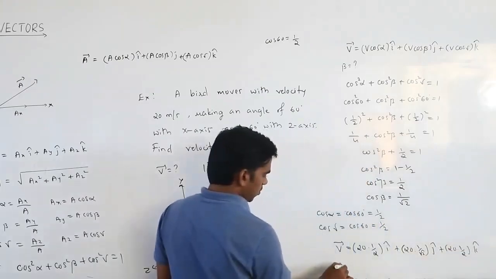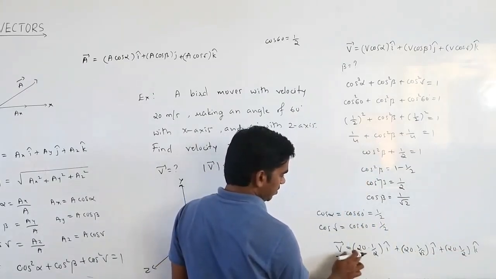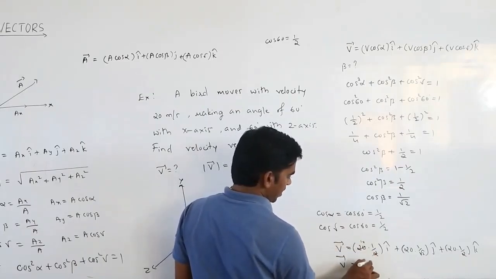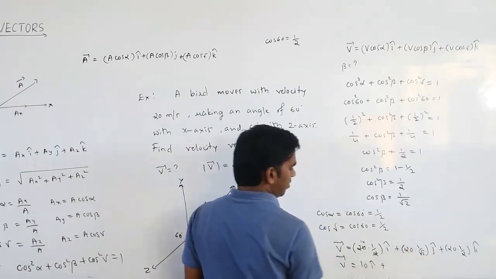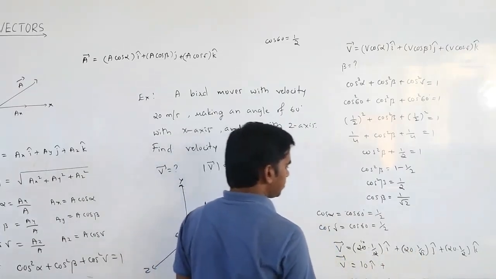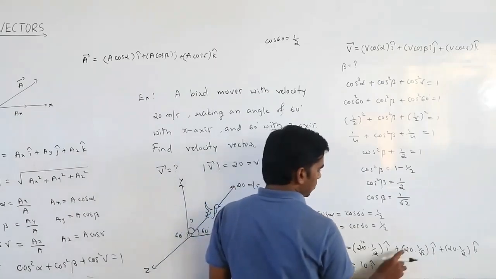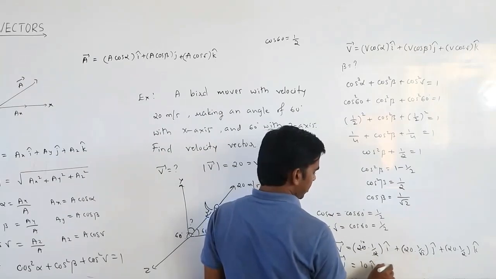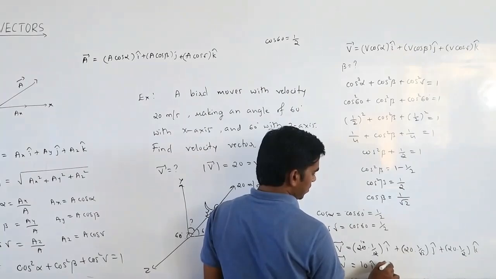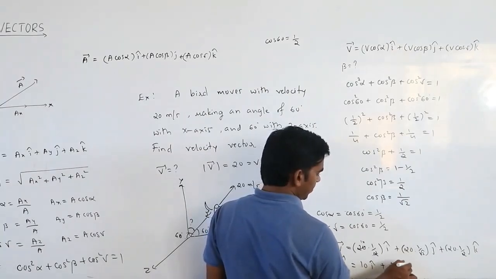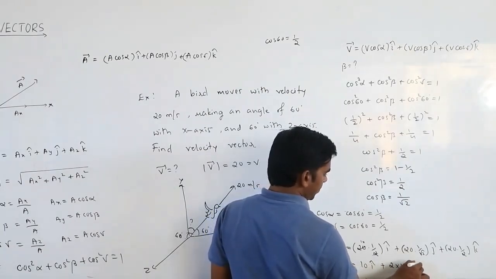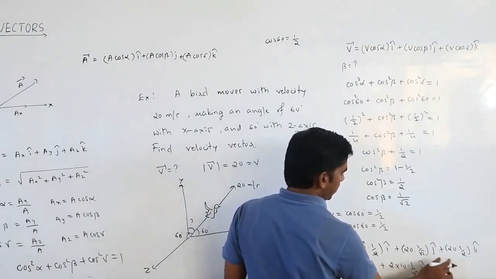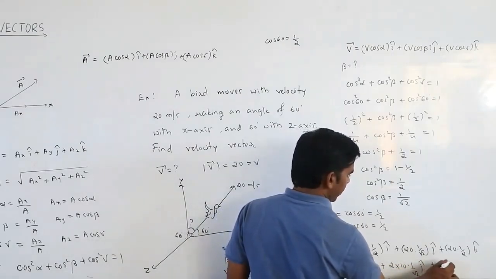Okay, so vector v is equal to, this will become, 2 ones are 2, 10. Okay, so 10 i cap plus 20 by root 2 is there, so write as it is. So 2 into 10 we can write, so root 2 into root 2, 10 root 2 it will become. Okay, so this will be 2 into 10 into 1 by root 2 j cap plus 20 by 2, again it is 10 k cap.